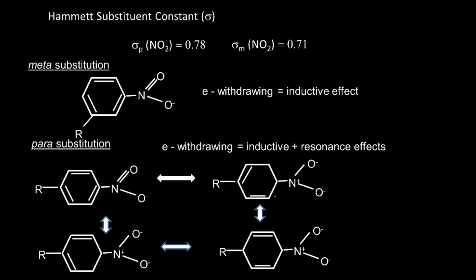Because when we have the para substitution, there is a resonance happening through the nitrogen, as you can see. The double bonds in the benzene keep moving like this. This is called the resonance effect. So when the group is electron withdrawing, we can have both the inductive and resonance effect in para substitution, whereas in meta substitution we will not have the resonance effect, only the inductive effect, as you can see here.